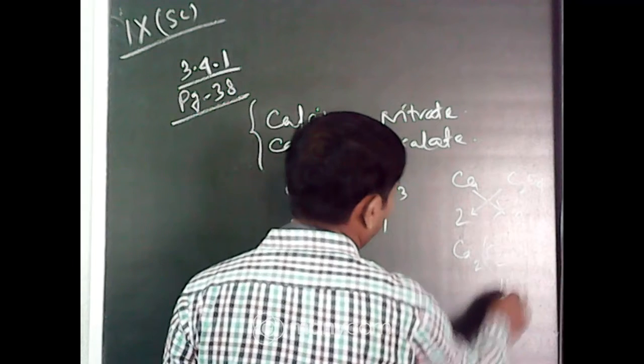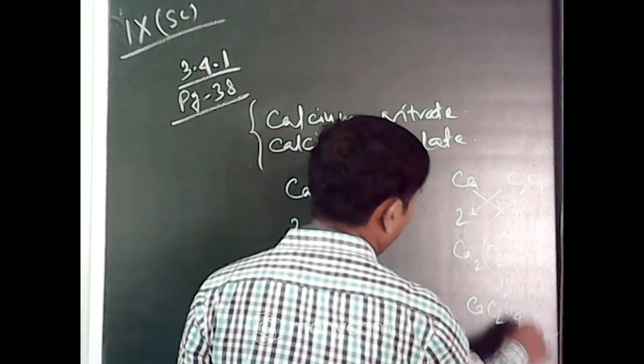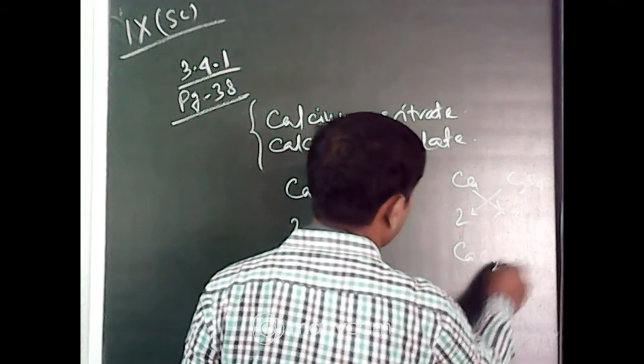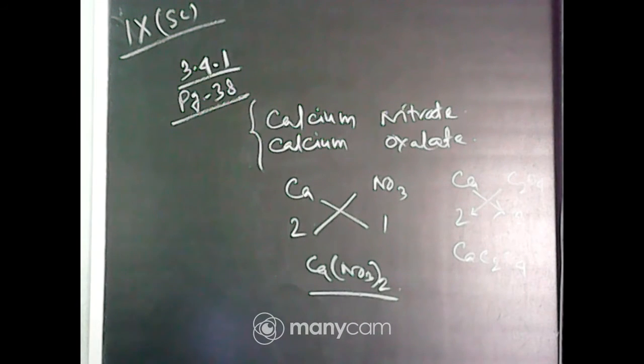Now simplifying, we can write CaC2O4, so this line is not required. CaC2O4, calcium oxalate. Okay, so complete it, and I am moving to the next example of formation of a formula.